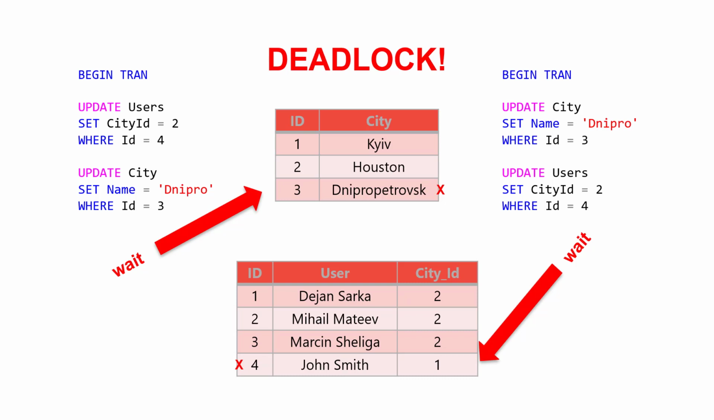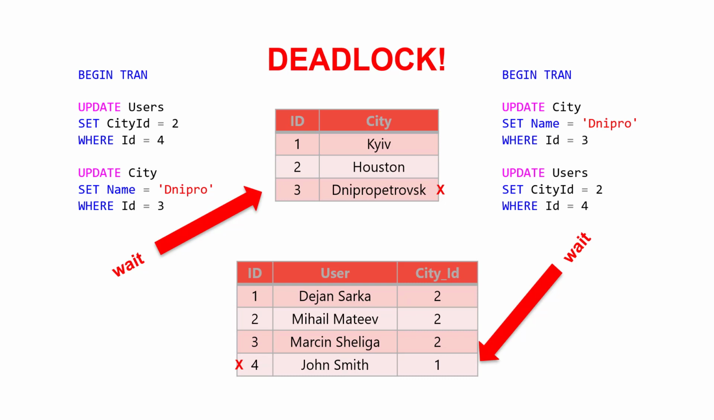SQL Server has an internal process called the deadlock monitor, which monitors these cyclic dependencies. And if it finds something like this, it will kill one of the transactions. So one transaction will finish with an error, and the second transaction will continue to execute. When SQL Server makes this choice, it tries to kill the smallest transaction. Smallest means the transaction that will take less time to roll back.